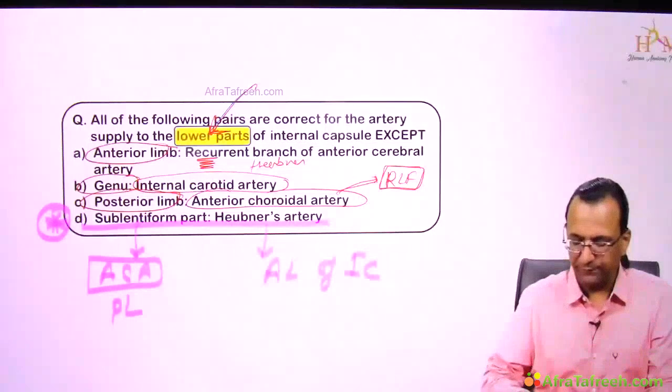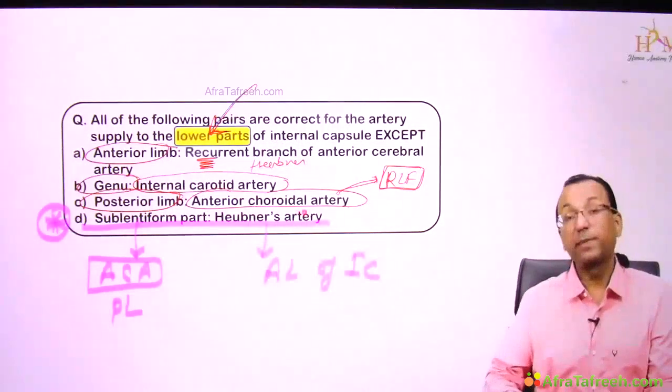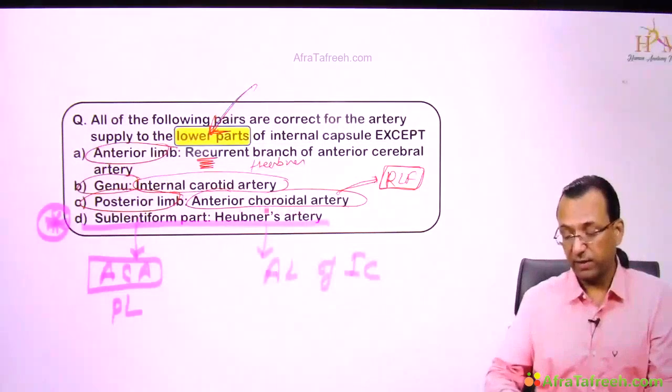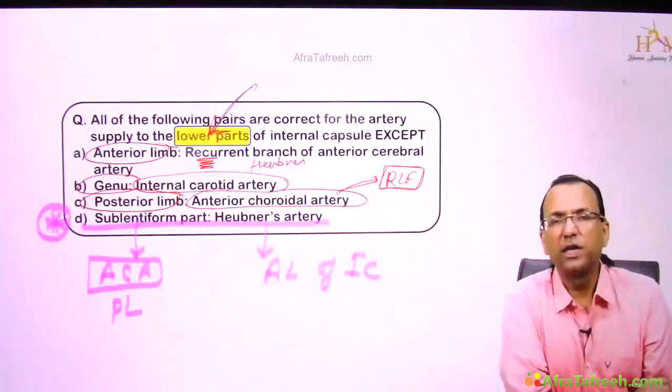Because the sublentiform part is the posterior part of the internal capsule, and the Heubner artery supplies the anterior limb of the internal capsule. This is a mismatch. That is the answer. If you say so, fine. We'll keep the answer then.